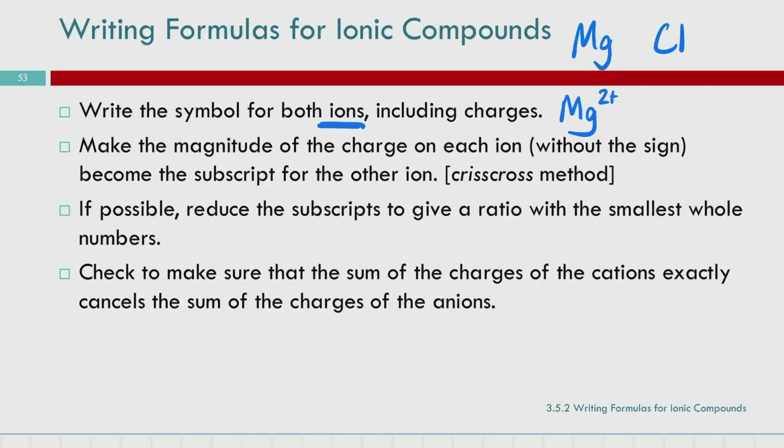Then we would go and find chlorine. Chlorine's in our halogens, our 7A or our 17. It's also number 17. That means it's going to form a 1 minus charge. It just needs to bop over one spot to be a noble gas, so it forms a 1 negative charge. So there's our symbols with the charges.